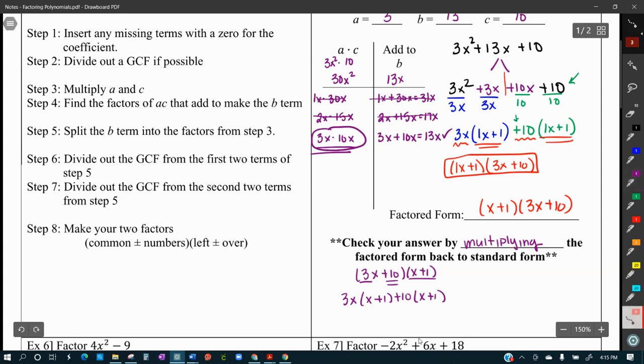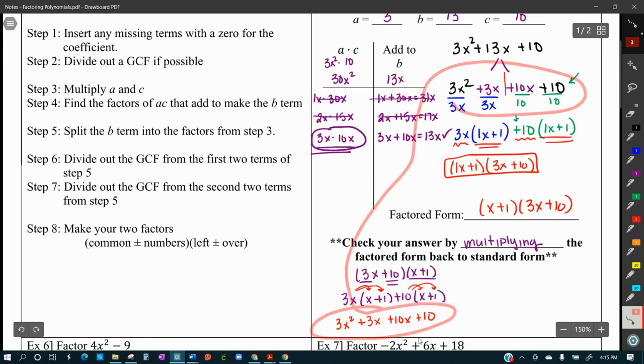Well, look at what you've done. This here is this step here. We're going backwards now. So let's see. 3x times x is 3x squared. 3x times 1 is 3x. 10 times x is 10x. And 10 times 1 is 10. Now look what you've done from step 2. This here is exactly the same as when we broke apart the b.